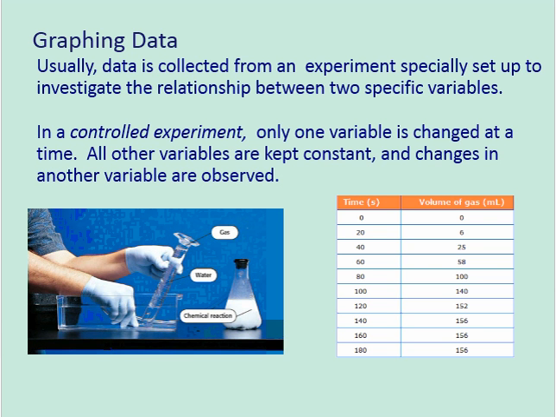So if you look at something like this experiment here, the students doing a chemical reaction and collecting the gas, so they are controlling when they observe the change in the volume of gas. So they're controlling the time. That is their controlled or manipulated variable. And the one that they're observing a change in is the volume of gas.